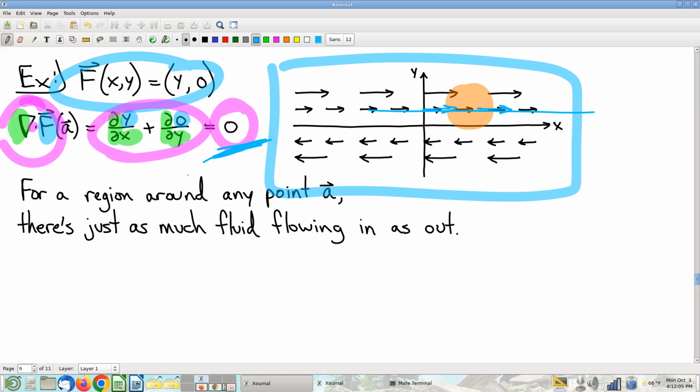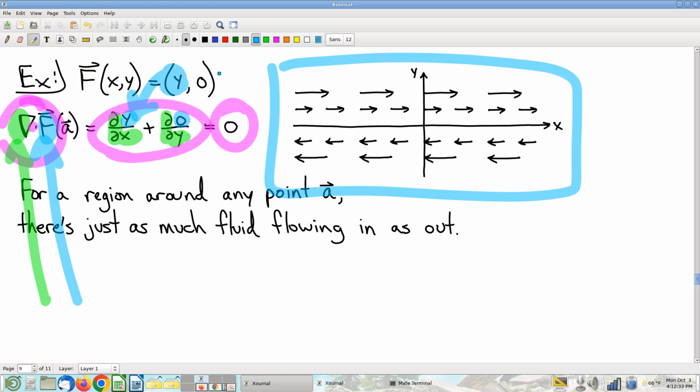Is everybody happy with that example? Makes sense? Yes? What did you do with the dy over dx? Yeah. So what you've got to keep in mind is that we're computing divergence, and divergence is del, which I've got highlighted in green down here, dot the vector field. So here's the first coordinate of the vector field, that's y, and then here's the second coordinate of the vector field, that's 0.